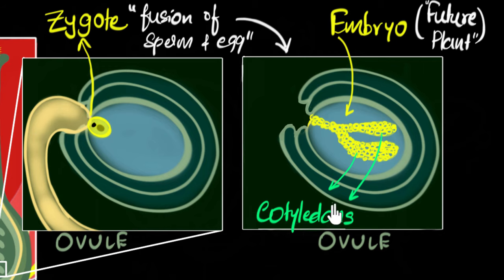And of course, over here, I have drawn two cotyledons, but not all plants will have two cotyledons. Some will have two, which is called dicots, and some plants will have just one cotyledon. We call them monocots. You may have learned about that previously.